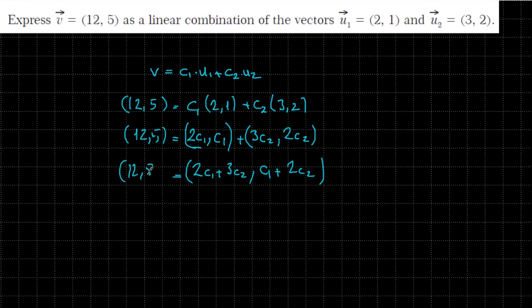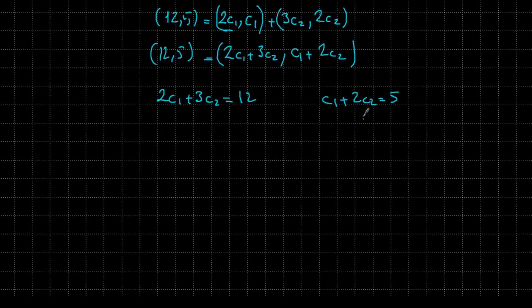Which means that 12 is equal to 2c1 plus 3c2. They are equal to each other. And c1 plus 2c2 should be equal to 5. So these are a system of equations. To solve the system of equations, I'm going to write downward here 2c1 plus 3c2 equals 12, and c1 plus 2c2 is equal to 5.